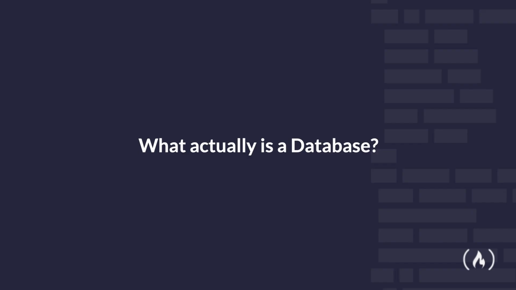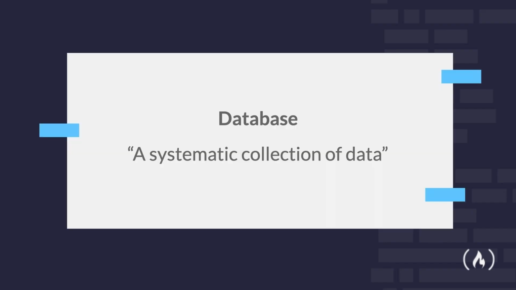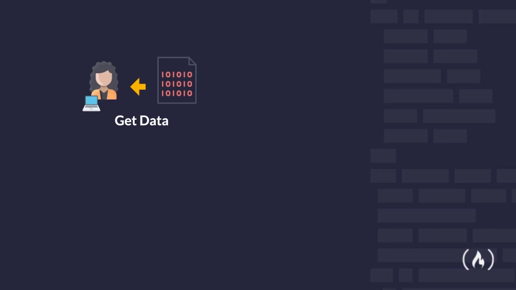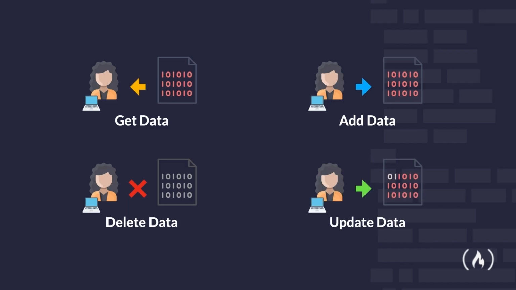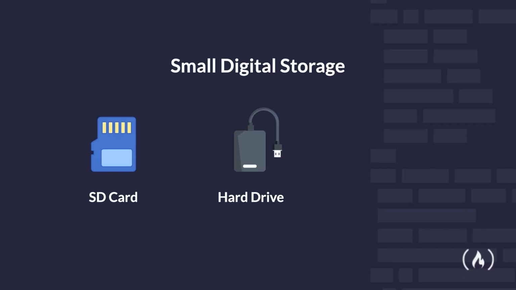Now, let's start with taking a moment to go back to basics and talk through what exactly a database is. A database is a systematic collection of data. In the world of computing, this collection of data can be accessed electronically. You can access it electronically to get data, add data, delete data, or update data. Small databases can usually be stored on a file system, on a simple storage device. This can be something like a SD card, a hard drive, or a USB.